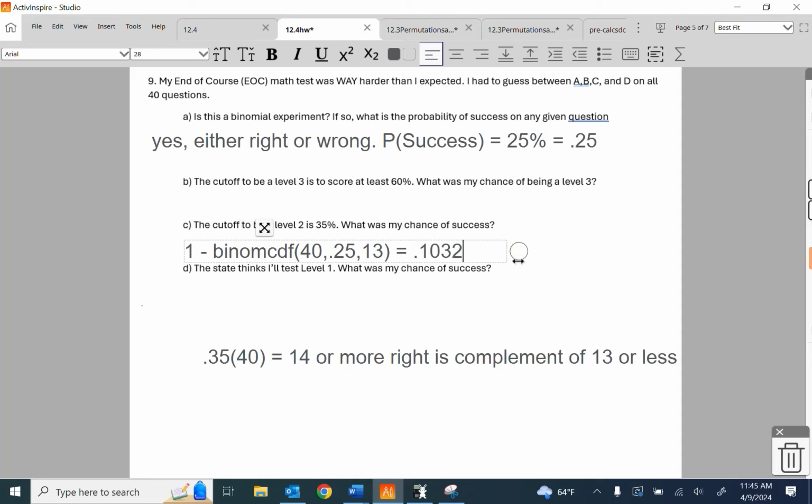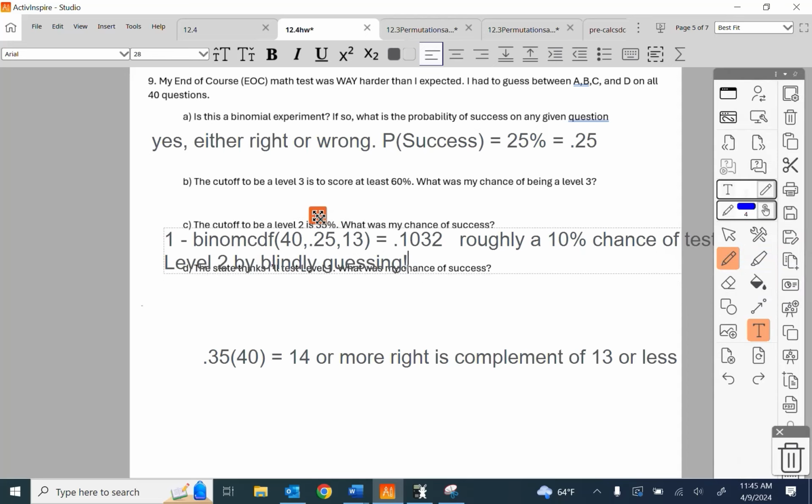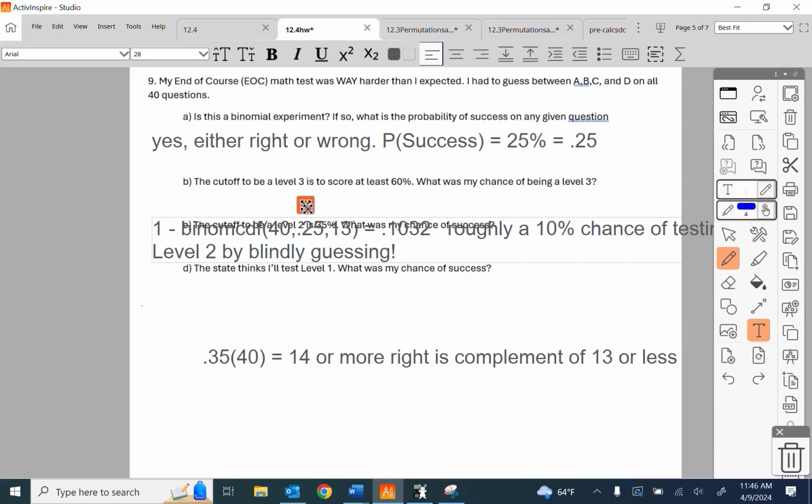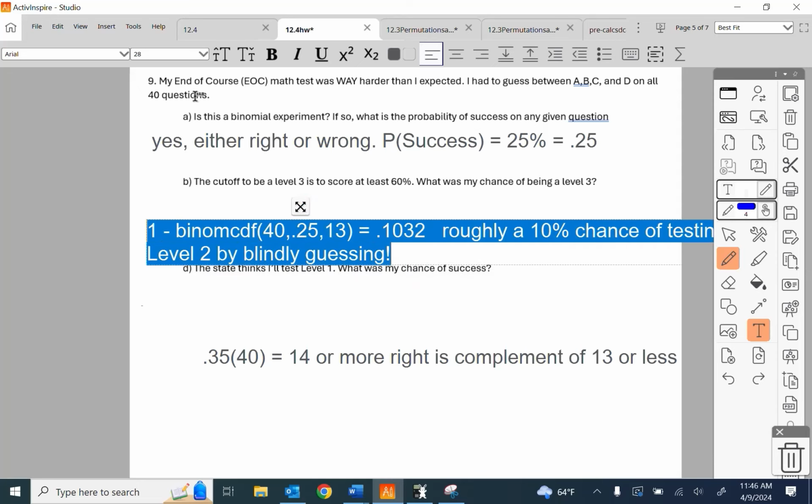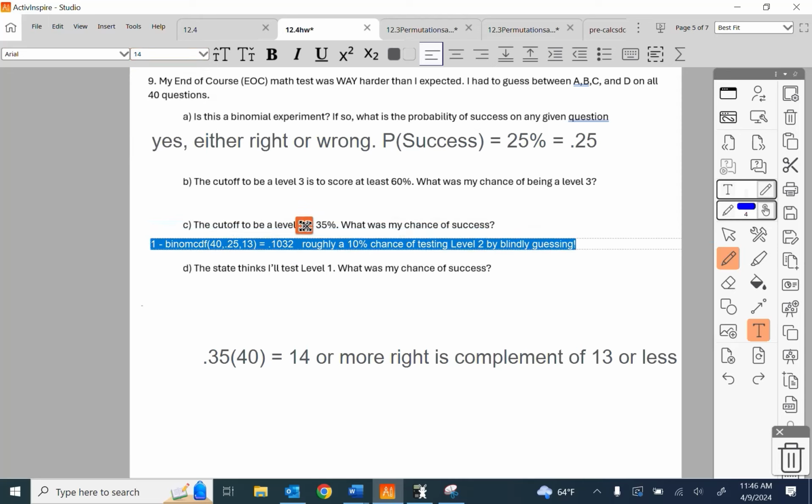So what this is saying is you have roughly a 10% chance of testing level 2 by blindly guessing. That's actually not too bad at all. It's really not. Who would have thought? So there's hope for some of y'all yet. Now, this is blind guessing. Just imagine if you knew some stuff, right?